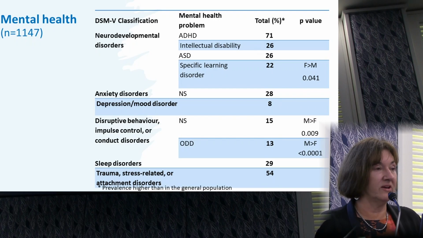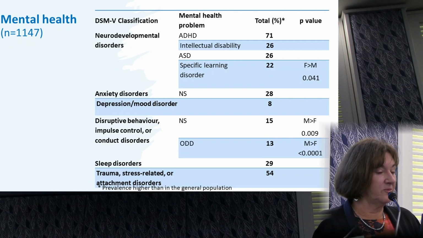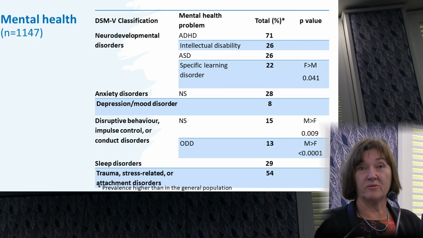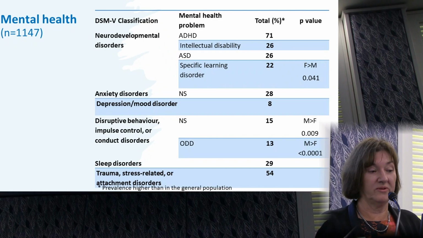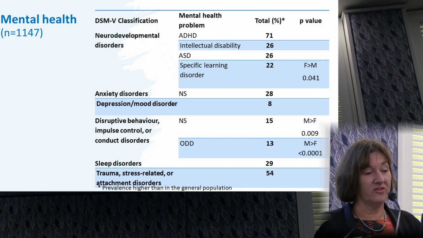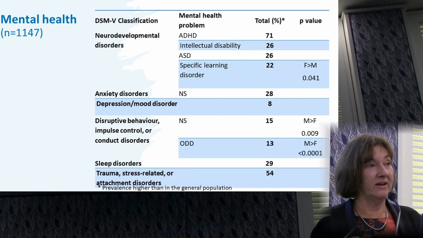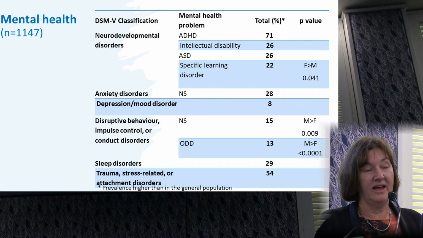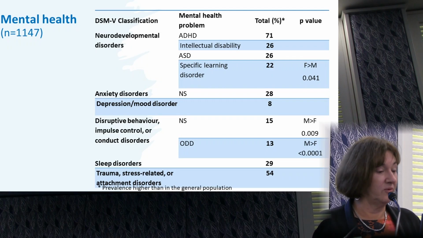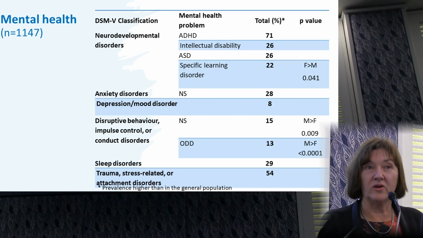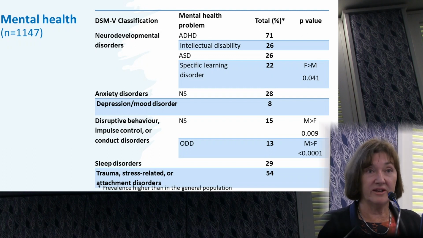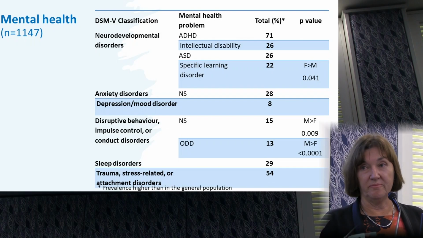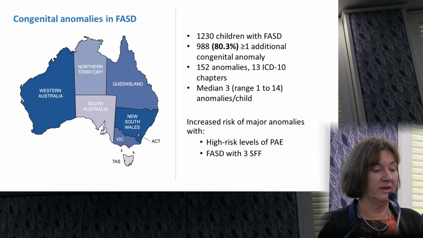So you can see here, for example, 71% of the kids had ADHD, 26% intellectual disability, 26% of them autism spectrum disorder, and a range of other conditions. And all of these occurred at a prevalence much higher than in the general population. And some of them occurred higher in boys than girls. For example, girls were more likely to have a specific learning difficulty than boys, but boys were more likely to have disruptive behaviours or aggression.